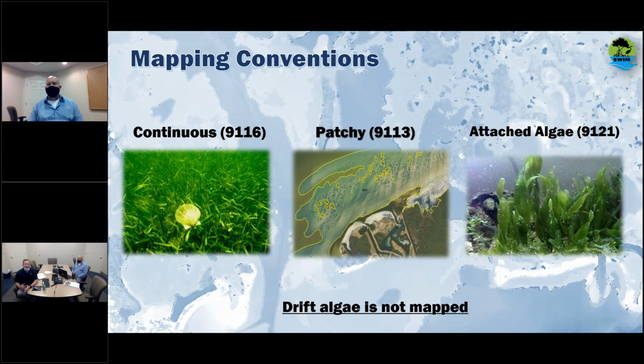For patchy, we have the classic Wolf Branch Creek example here, showing a real patchy distribution of seagrass, but patchy also includes sparse seagrass from 10 to 25%. And then attached algae, here we have Clearwater prolifera, but we also have some other algae we're mapping that are attached. Right now, we're not mapping drift algae, but that's a potential consideration down the road.